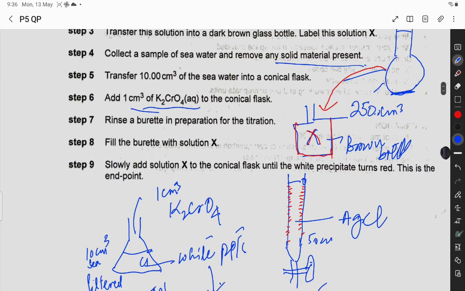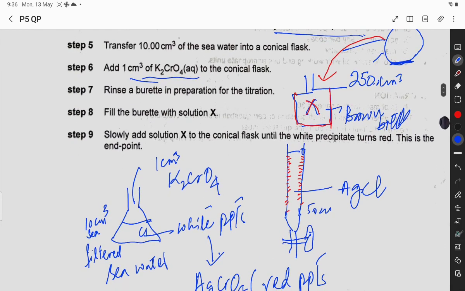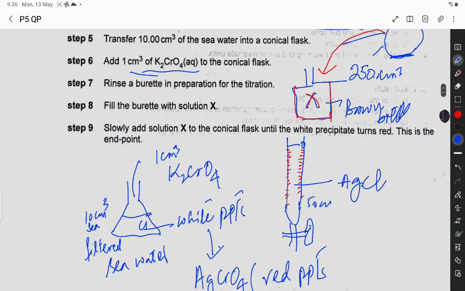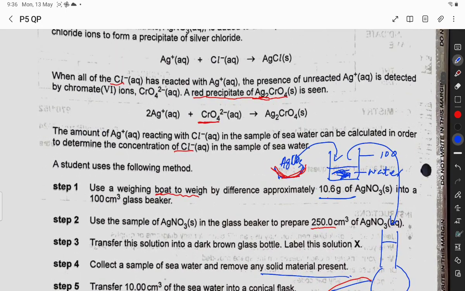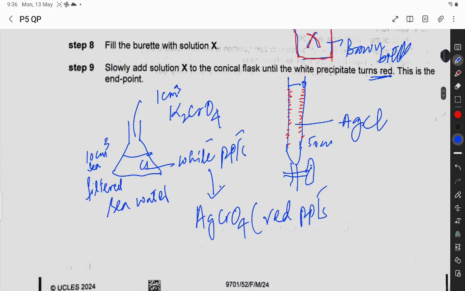Rinse the burette in preparation for the titration. Fill the burette with the solution X. Slowly add solution X to the conical flask till the white precipitate turns red. This is the end point. So red because silver chromate(VI) is red in color. So when the precipitate turns red, then this is the end point.